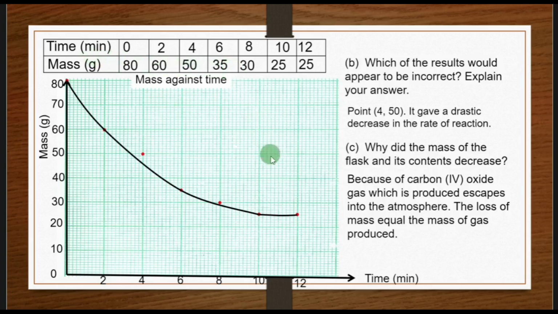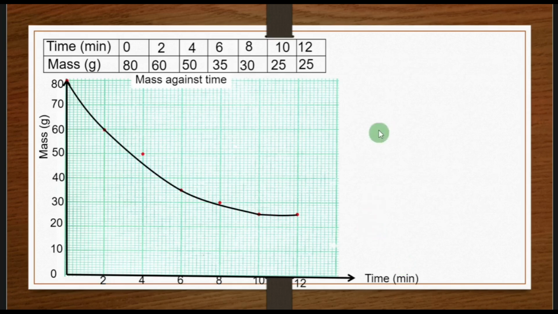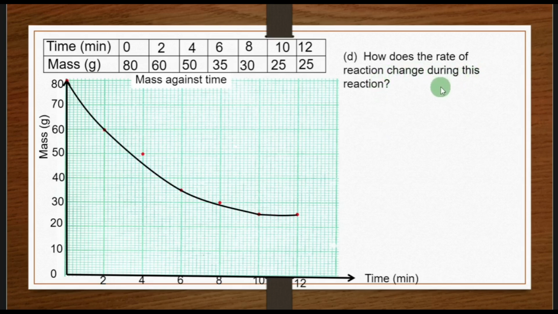All right, so when they say why did the mass of the flask and its content decrease, the answer is that because carbon dioxide gas, which is produced, escapes into the atmosphere, the loss of mass equals the mass of gas produced. All right, so let's look at another question here, D, which says how does the rate of reaction change during this reaction? So here they're asking us how the reaction changes during this time.